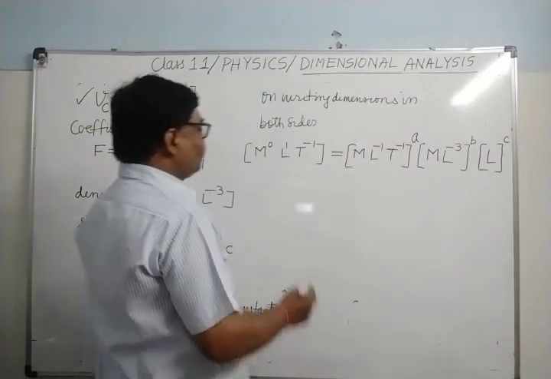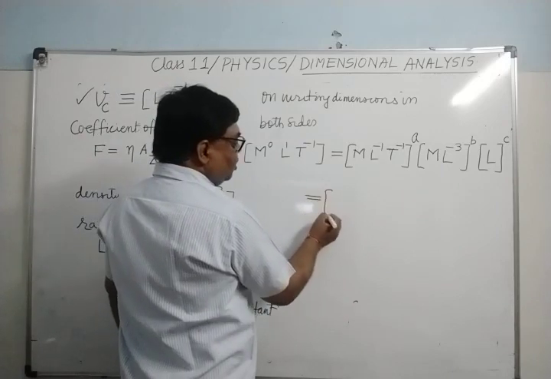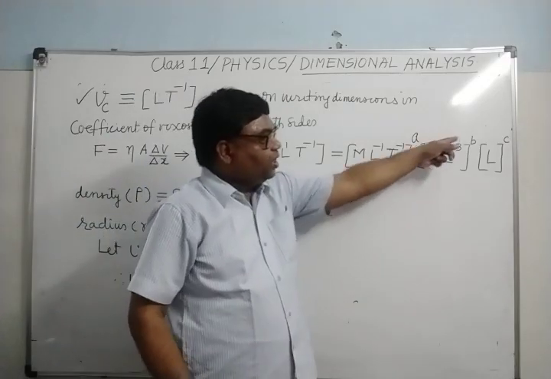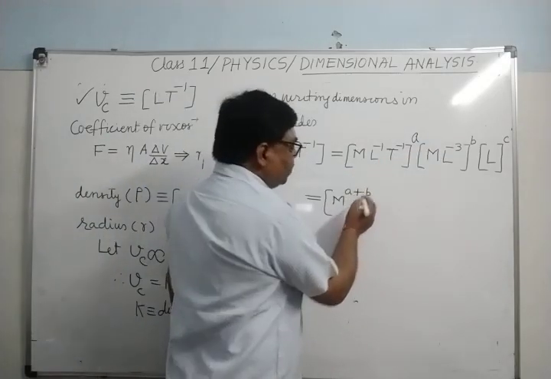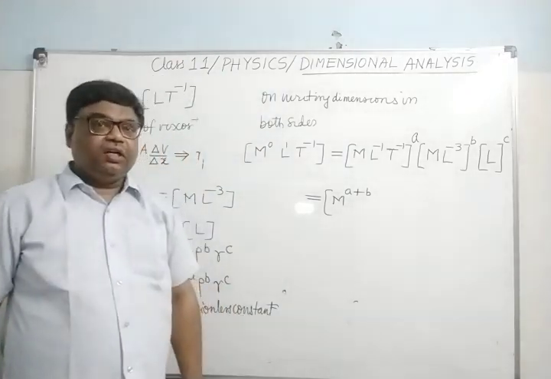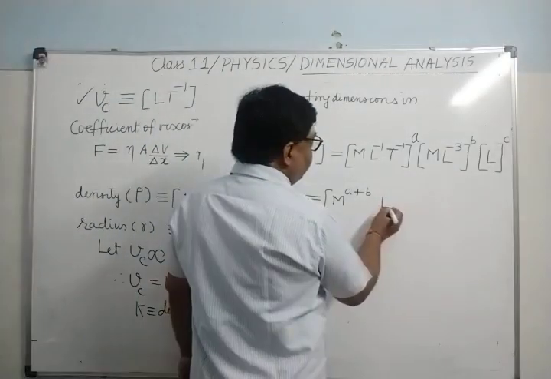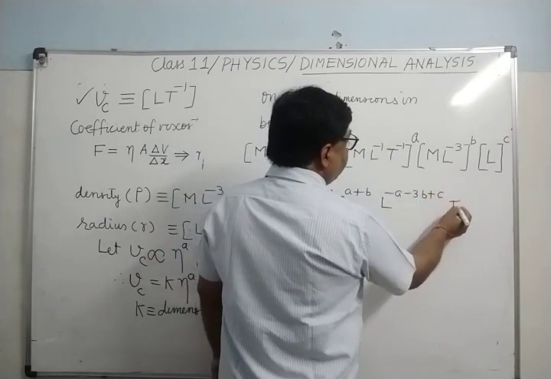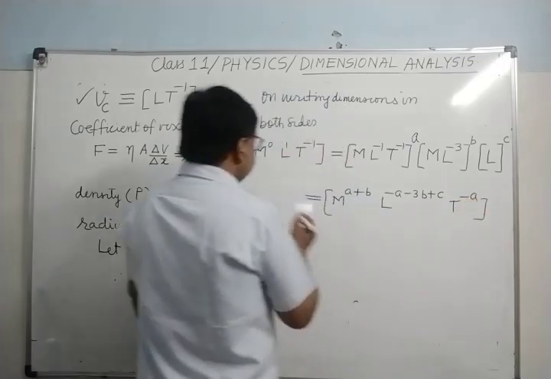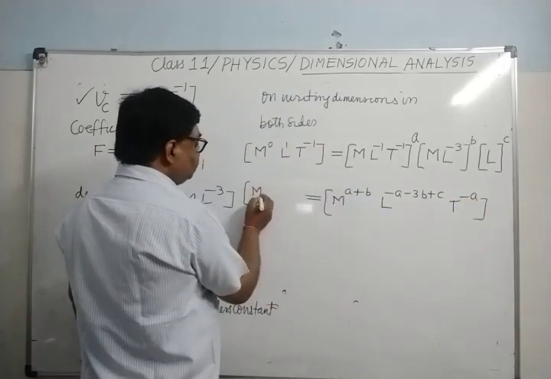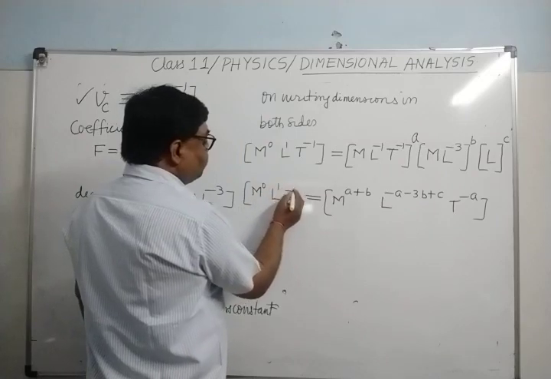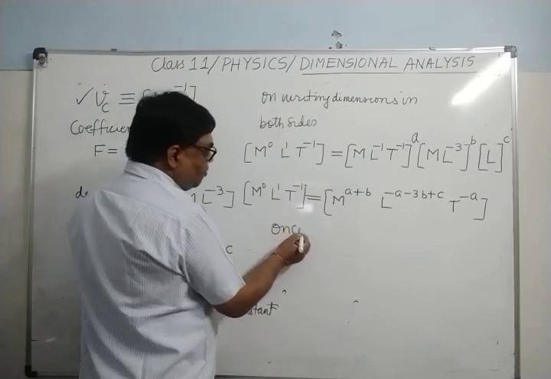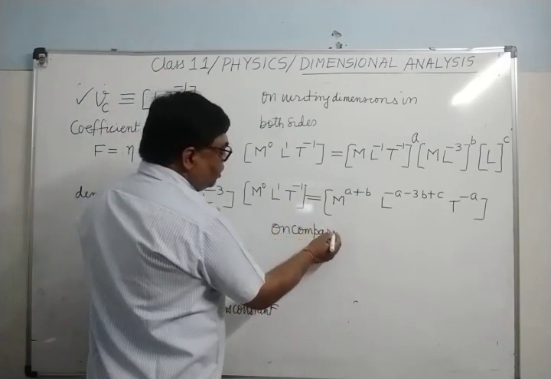On simplifying, what will you get? When you simplify, here you will get M power a, from here you will get M power b. So a plus b. Always the term of M is written first. Then L power minus a minus 3b plus c, and T power minus a. This is equal to L power 1, T power minus 1. On comparing, when you compare, what will you get?